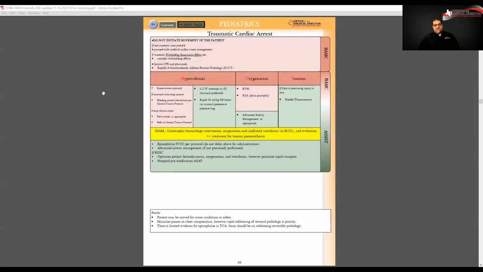Again, like we added to the adult protocol page, there is now a pediatric traumatic cardiac arrest page focusing on very much the same things: hypovolemia, oxygenation, and tension pneumothorax, with really a goal-directed guide for working the resuscitation. Obviously, on a pediatric traumatic cardiac arrest, we don't perform field termination, and so again, the goal here being how to maximize your treatment on scene to maximize the patient's chance of return to spontaneous circulation prior to transport.